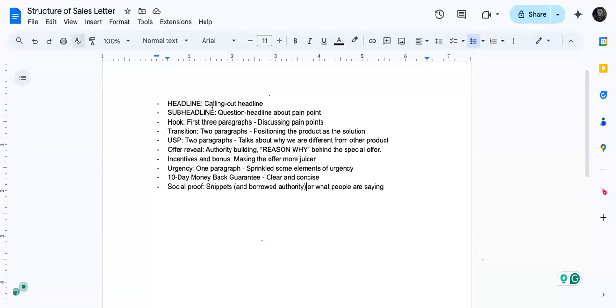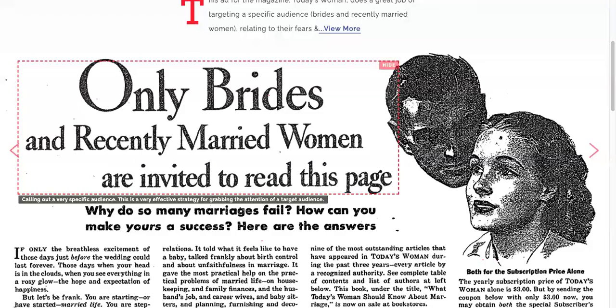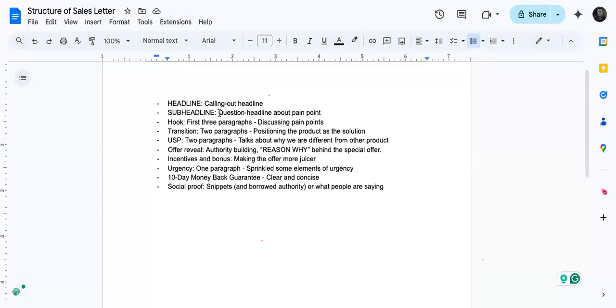So guys, this is it. This is the structure of the letter that I've just read, right? The headline, calling out the audience, right? And then the sub headline, a question headline about the pain point. Then the hook, the first three paragraphs discussing the pain point.